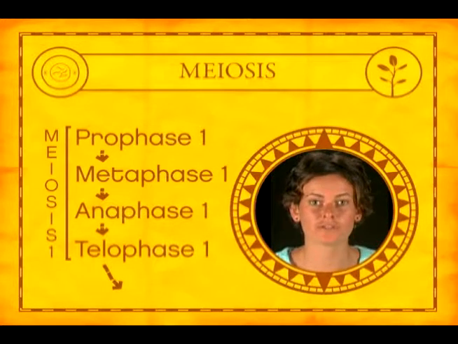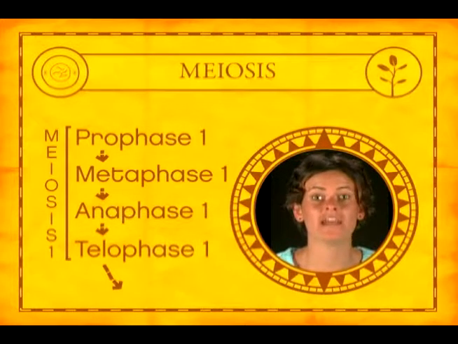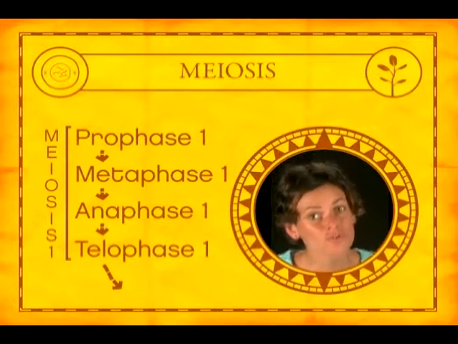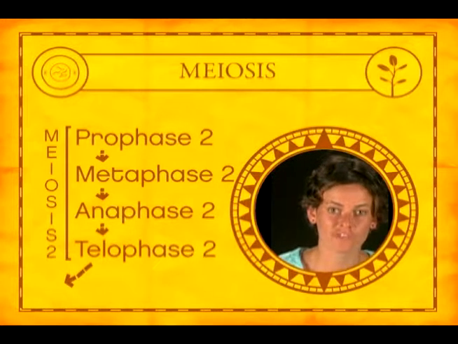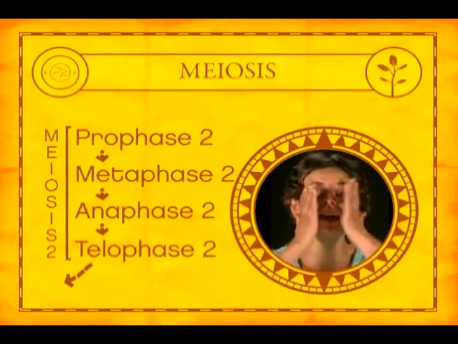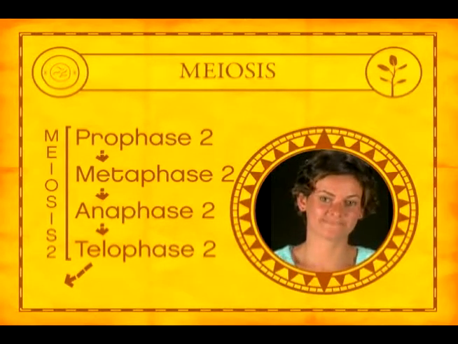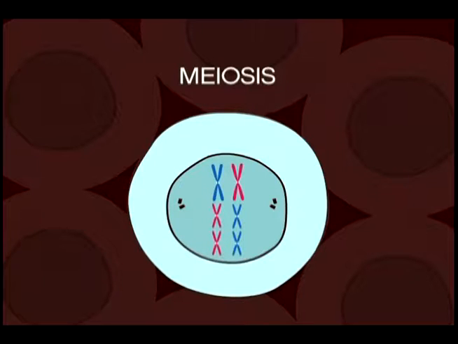The first round, meiosis 1, has prophase 1, metaphase 1, anaphase 1, and telophase 1. Meiosis 2, the second round, has prophase 2, metaphase 2, anaphase 2, and telophase 2. What a trip! Let's check out a little home video of this process. Before we watch, let's just take note of one thing that's going on here.